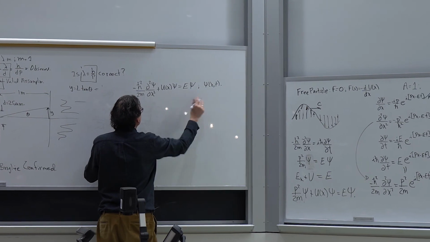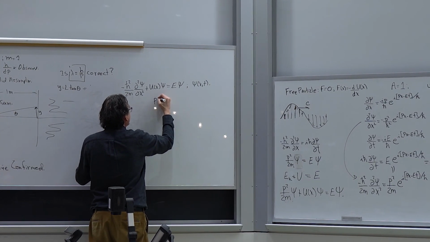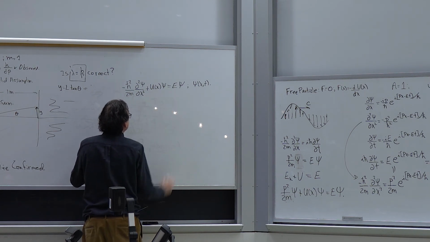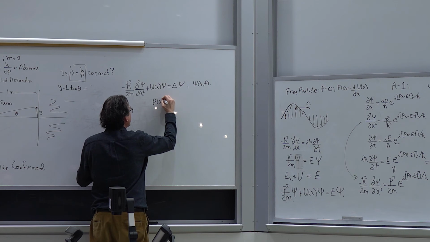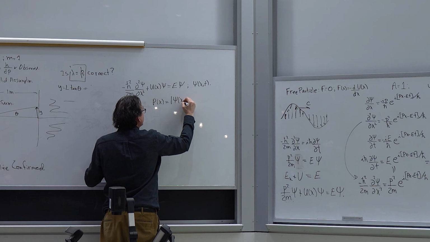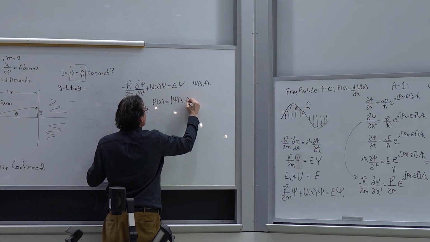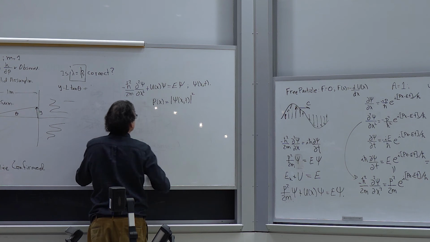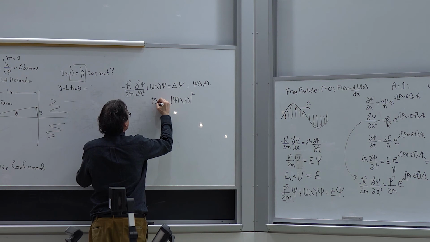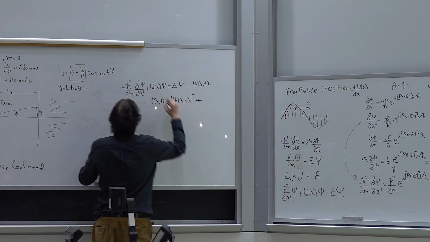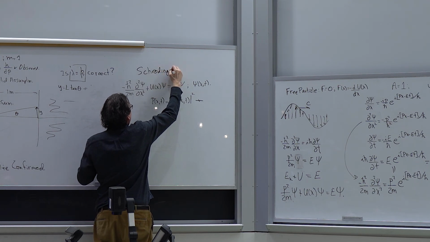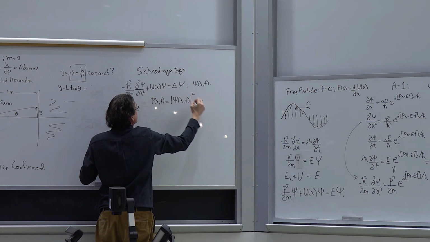And furthermore, once I solve this equation, I can say that the probability of finding the particle at a given point x on the x-axis is going to be equal to psi of x and t, quantity squared. This is the Schrödinger equation. And this is what it means.